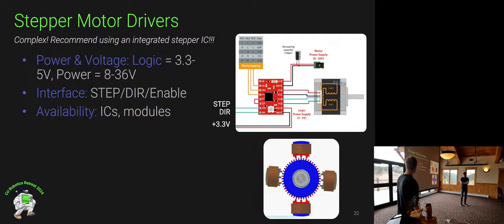To power these, you usually need like 8 volts to 36 volts. Depending on the motor, I think Marshall's were like 24 volts or something. They're 48. So those are honking huge motors. These things draw so much power. But the nice thing is he was able to control it with an Arduino just by using the step, direction, and enable signals, which is a super easy interface.